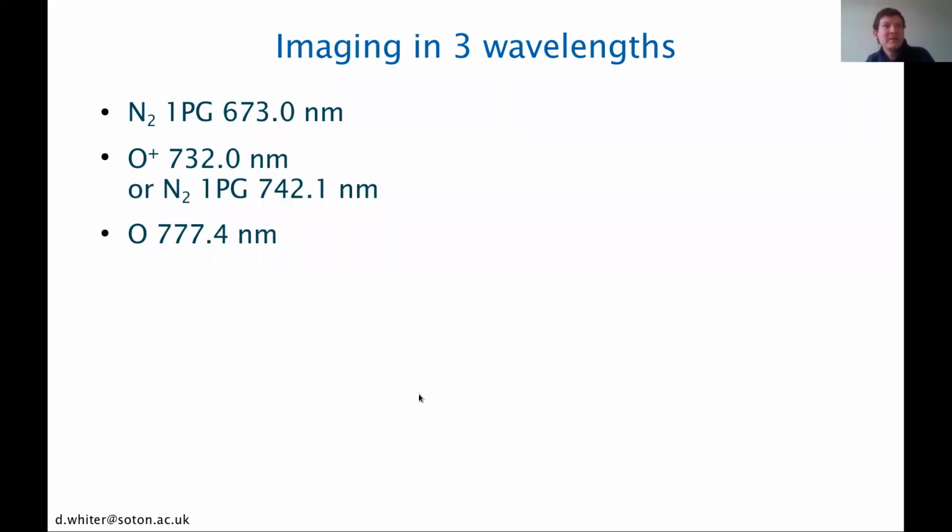Okay, so these are the wavelengths we look at. The videos you saw so far were from this N2 emission. The third camera has always had this atomic oxygen emission, and then the second one, we used to have this O+ filter, and I've recently changed that. I'm going to explain why.